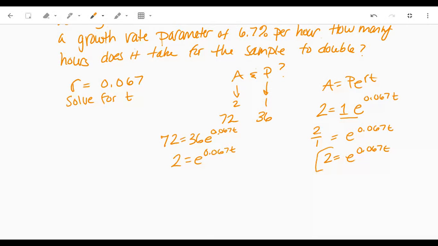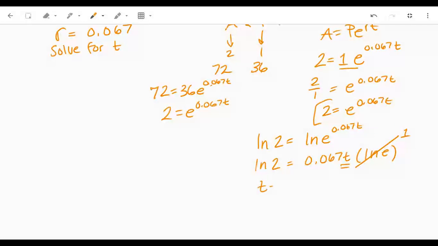So then we know that to solve this, you guys got that, right? We need to do the natural log of both sides. So the natural log of 2 would be the natural log of e to the 0.067t. We choose natural log because it's base e, okay? So we don't really have the choice here. We want to use natural log. So natural log of 2 will be 0.067t times the natural log of e. When you bring that exponent out front, that's just 1. So then we'll solve for t, and t will be the natural log of 2 over 0.067. Okay, that's about 10.35 hours.